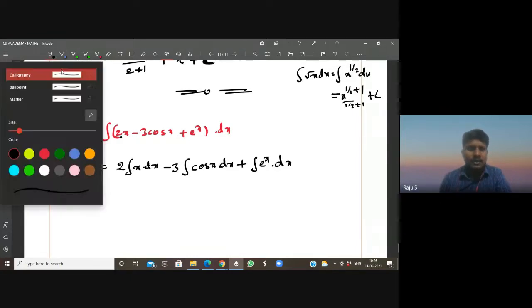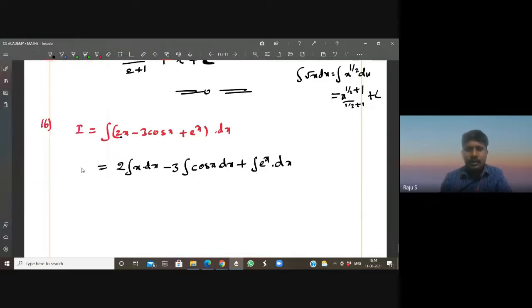Constant I have taken outside. Then look here. It is x power 1. What is the integral of x? X power 2 by 2, that is nothing but 1 plus 1. Then 3 into what is the integral of cos x? All formulas you have to mention here. So the integral of x power n formula is x power n plus 1 by n plus 1. And the second formula, the integral of cos x is sin x, plus sin x.